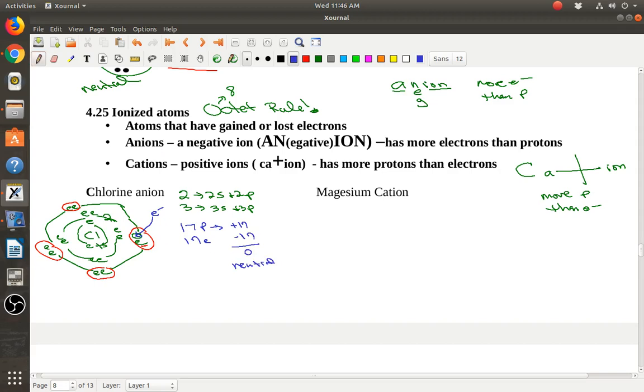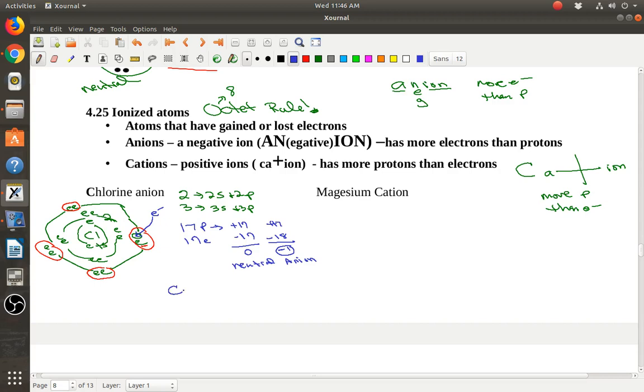But now, if I add an extra electron in there, I have plus 17 and minus 18 because I added one more electron. We went from 17 electrons to 18 electrons. So now if I add a positive 17 and a minus 18, I get a minus 1 charge. So this is the anion of chlorine.